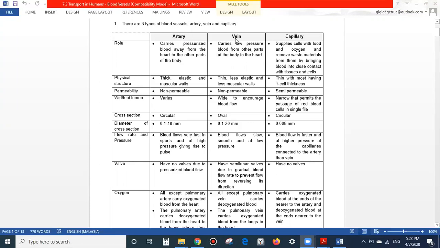Oxygenated and deoxygenated is not quite accurate, because pulmonary artery and pulmonary vein will carry things that are opposite of normal artery and normal vein. For example, normal artery carries oxygenated blood, but pulmonary artery carries deoxygenated blood. So strictly speaking, the definition of artery and vein cannot be based on oxygenated blood and deoxygenated blood. Can?